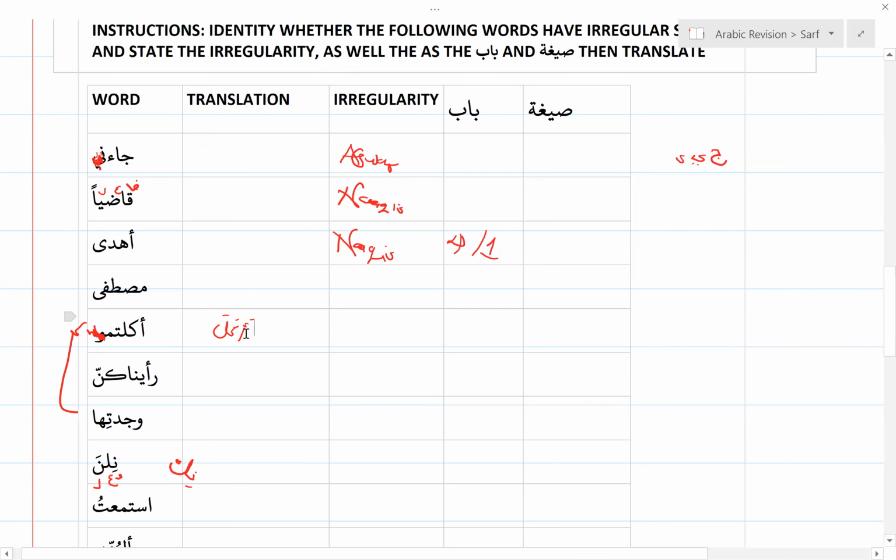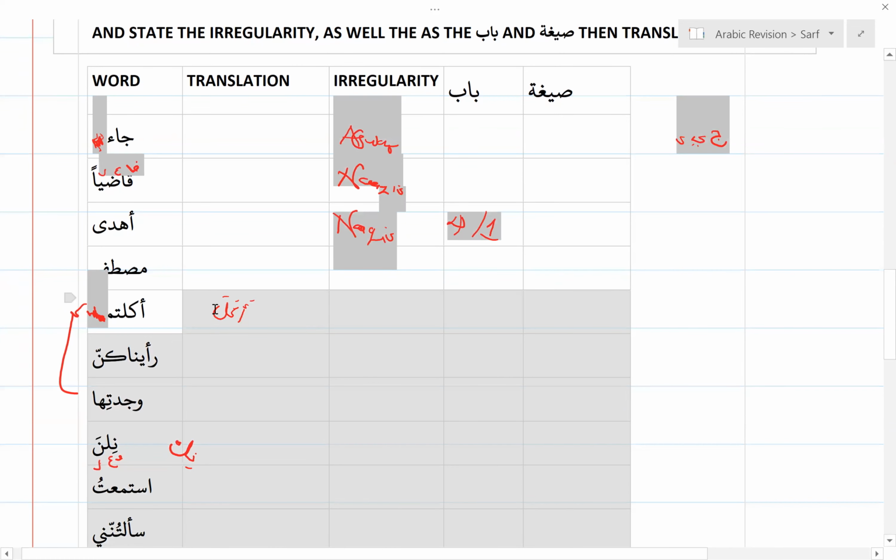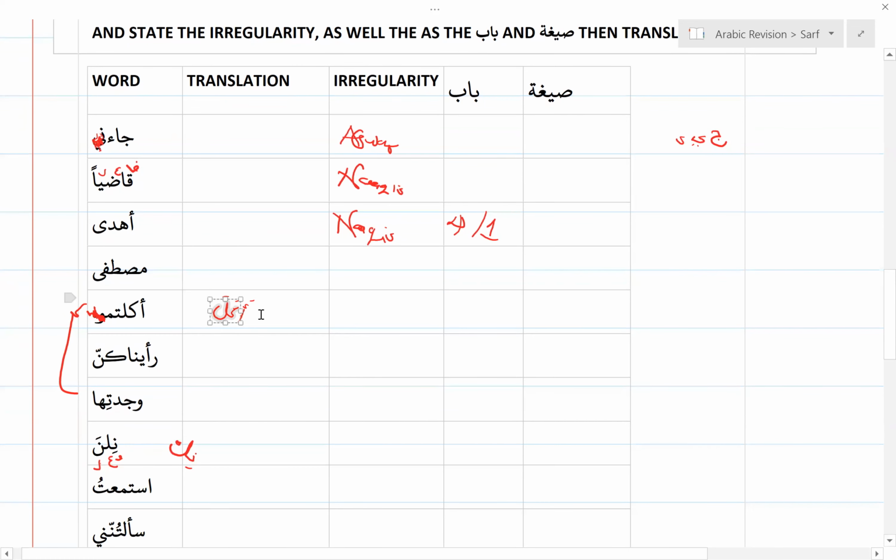Of course, you can also check the other letters to make sure that there's no other irregularity. But of course, kaf is not a waw or a ya, lam is not a waw or a ya or a hamza. So pretty much the only irregularity here is mahmuz al-fa.